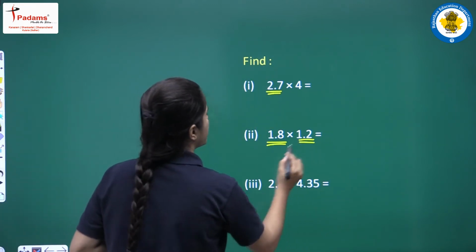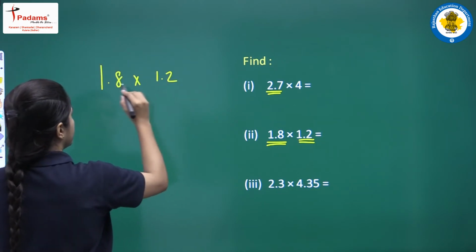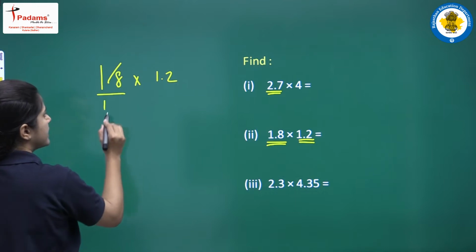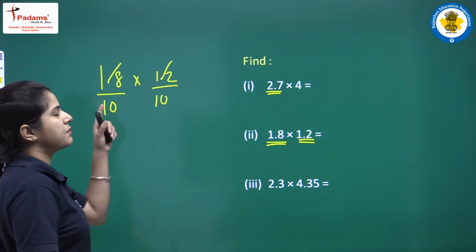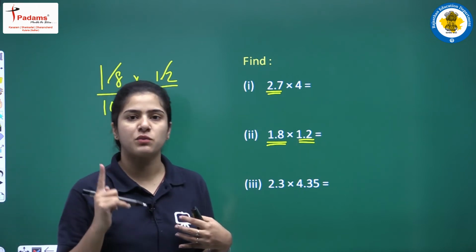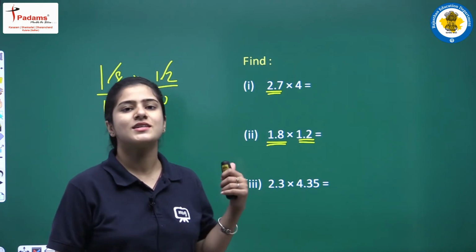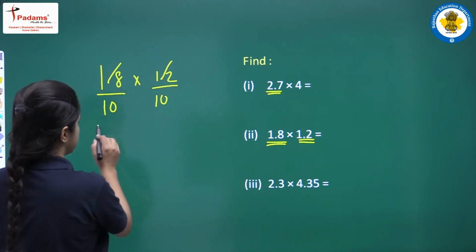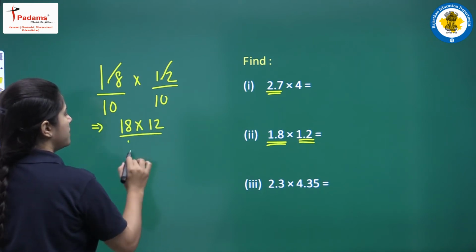1.8 into 1.2. We'll remove the decimals, here it will come 10. Why 10? Because after the decimal there is only one digit, so in the denominator only 10 will come. Alright students, so in this way you can remove the decimals. Now multiply the numerators and the denominators.